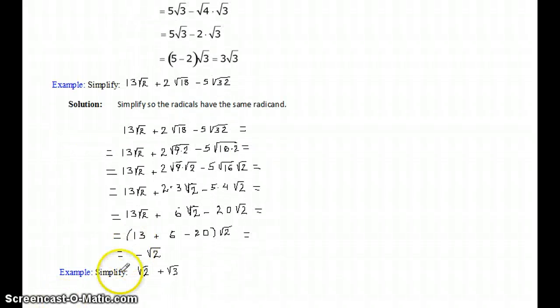Let's see now the following example. Simplify square root of 2 plus square root of 3. Both radicals cannot be simplified and they don't have the same radicands. So we can't add them, and the answer is that this expression cannot be simplified further.